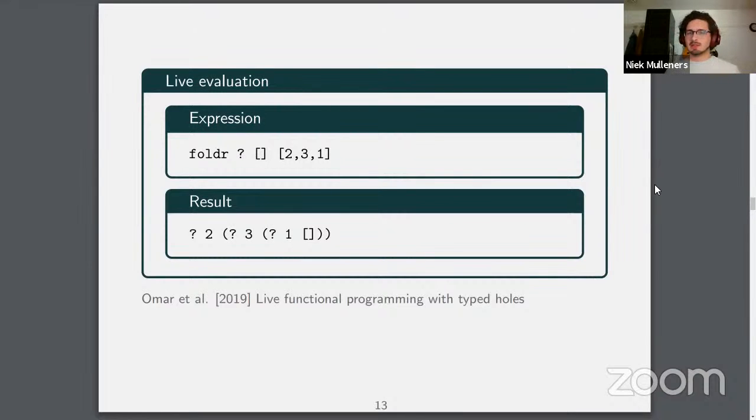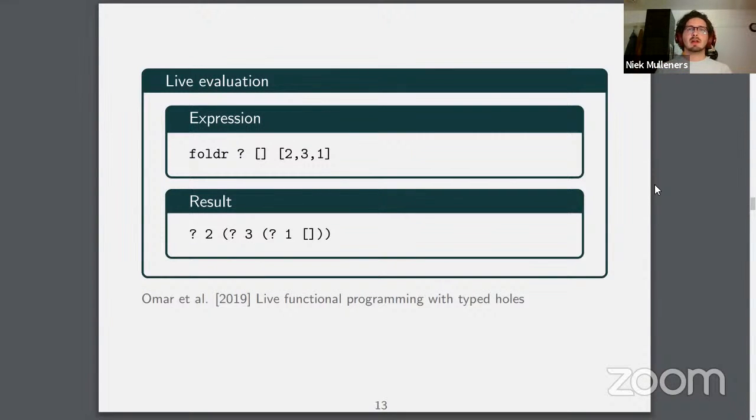Live evaluation basically allows you to evaluate an expression containing holes by working around the holes. So, for example, if we apply a folder with a hole to some list, then you can see how the evaluated expression is basically the unfolded folder function, and you can see all the applications of the hole on all the elements in the list.